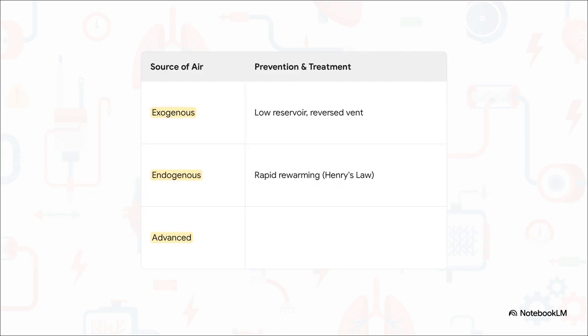Air in the arterial line is an absolute nightmare. It can come from outside the patient, like an empty reservoir, or from inside, like nitrogen coming out of solution when we rewarm too fast. But the immediate response is always the same. Stop the pump. Stop sending more air to the patient. Then you put the patient in a steep Trendelenburg to try and trap the air in the aortic arch, away from the brain, and you slam in vasopressors to increase pressure and literally squash the bubbles.